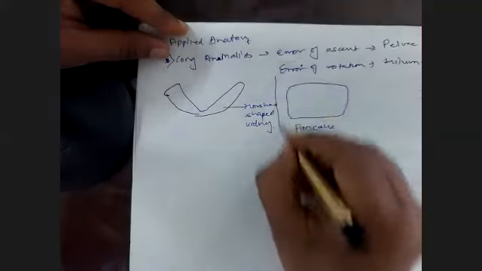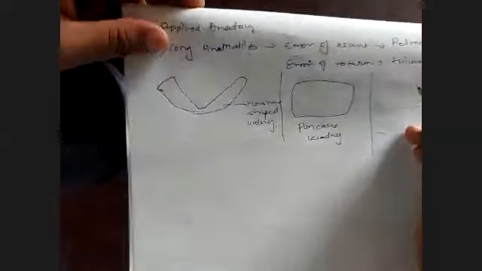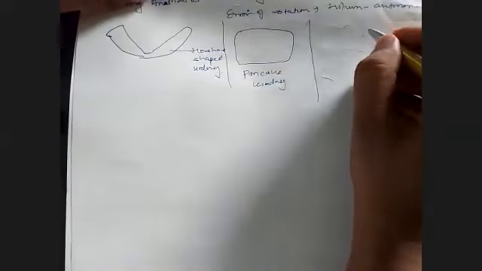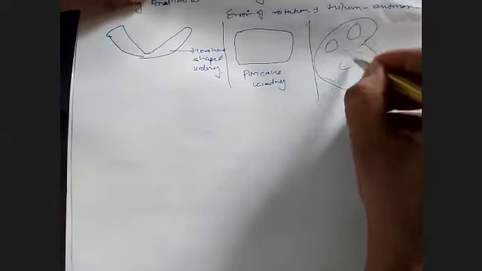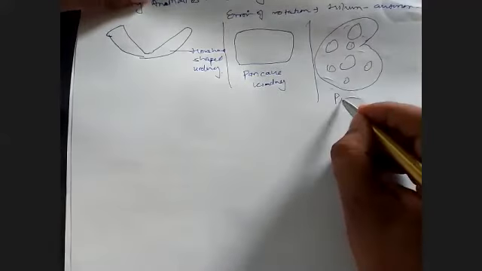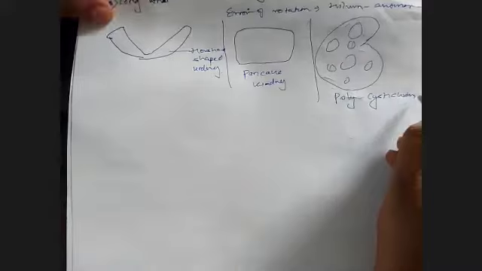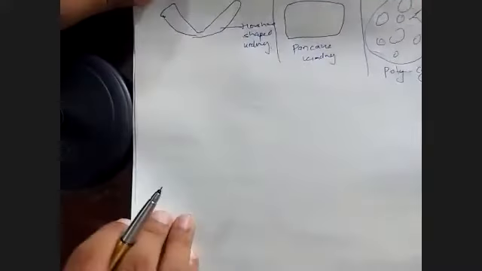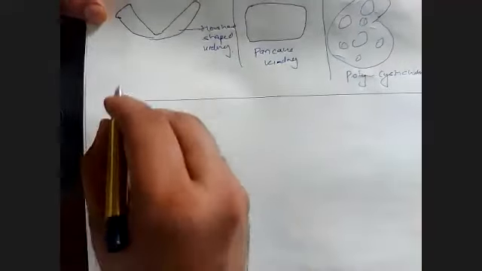And the third thing is that the collecting part and the secretory part fail to unite with each other, and because of that polycystic kidney develops. So these are the congenital anomalies of the kidney.